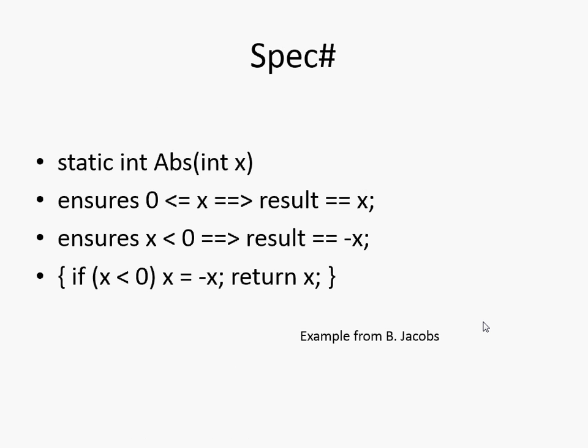These are examples of formal languages. Here's Spec Sharp, right? Here's ABS, and it ensures 0 is less than or equal to x. If this is the case, the result is x. If x is less than 0, the result is minus x, and then this is the implementation of it. This is a specification here, and this is something which basically summarizes what this accomplishes. It's decidedly a small function here, but this can be used at a much larger level, particularly when the code is broken up into nice pieces.